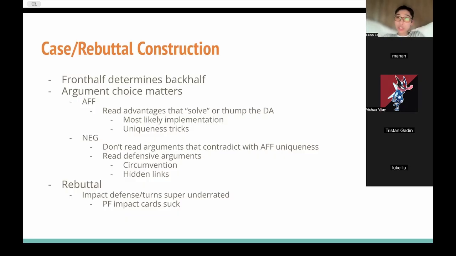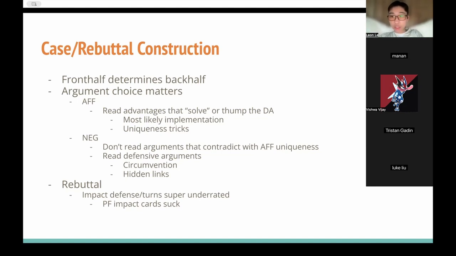Actually, in a round we debated at Emory, someone ended up completely dropping this argument. So we just went for it, and the argument was conceded. In terms of rebuttal, I think that largely the way people do rebuttal is correct, where they're just reading defense and non-uniques and stuff.